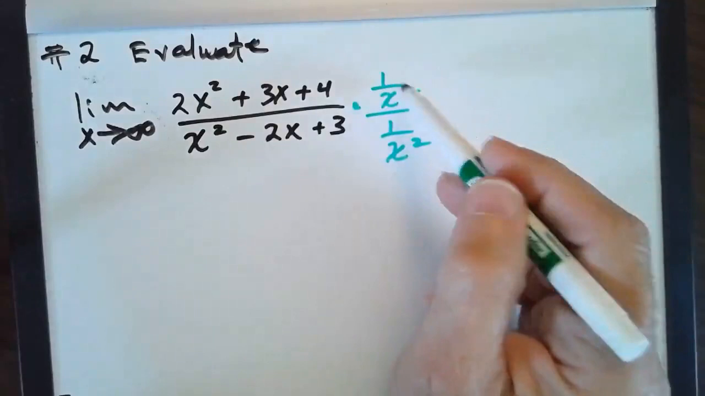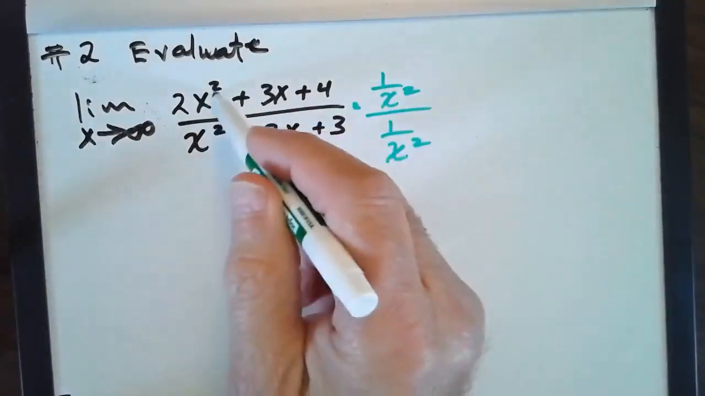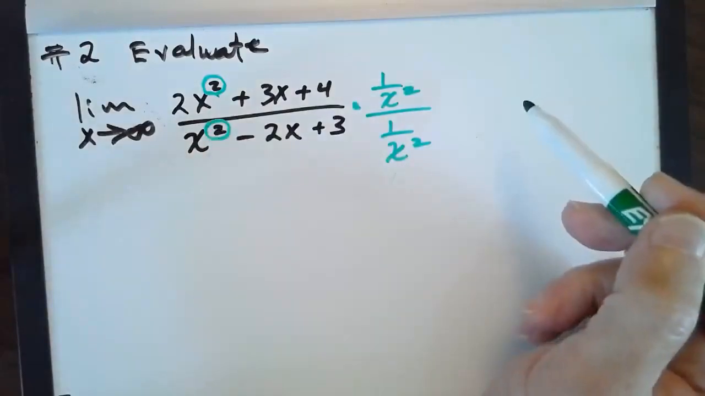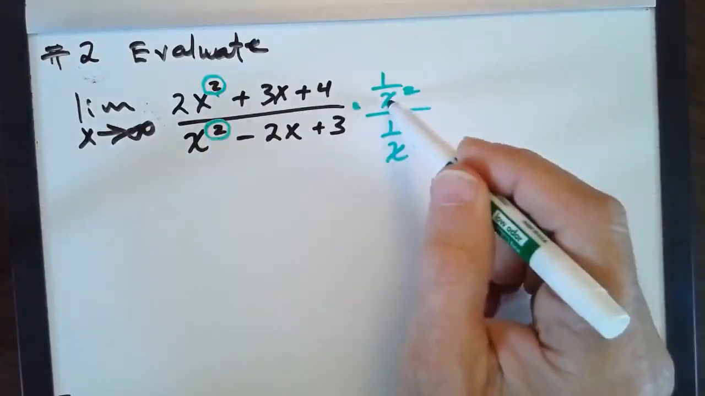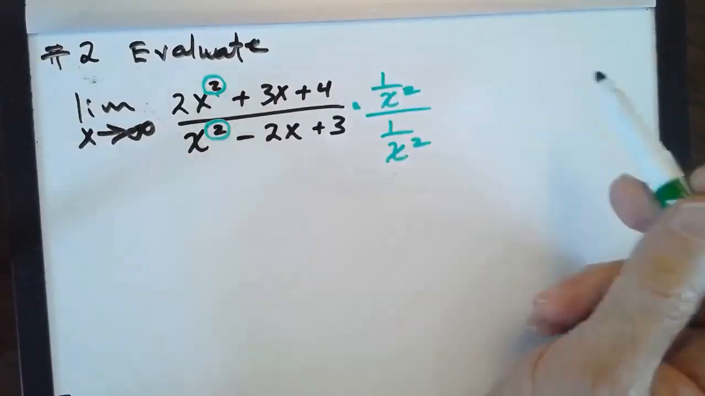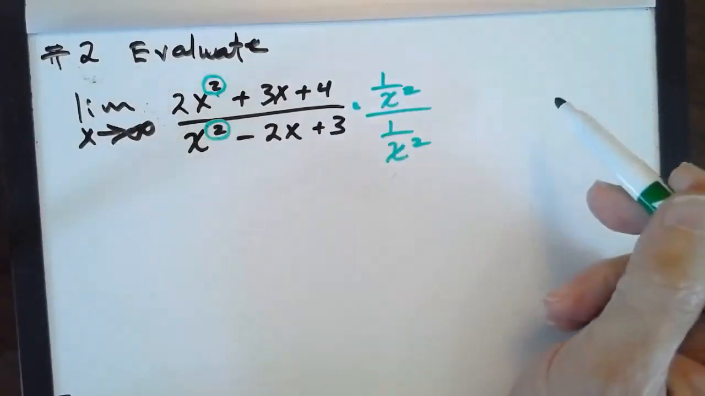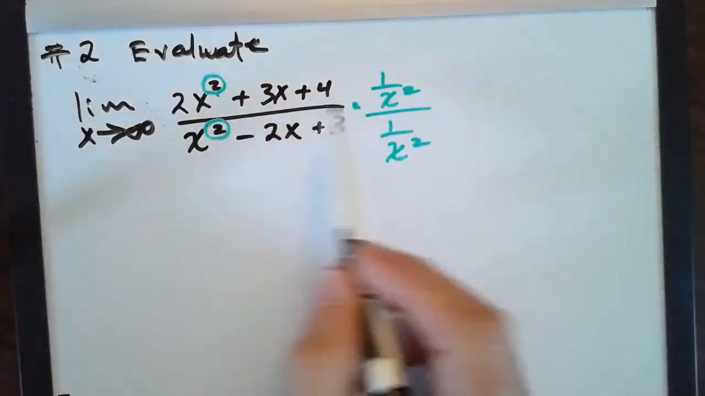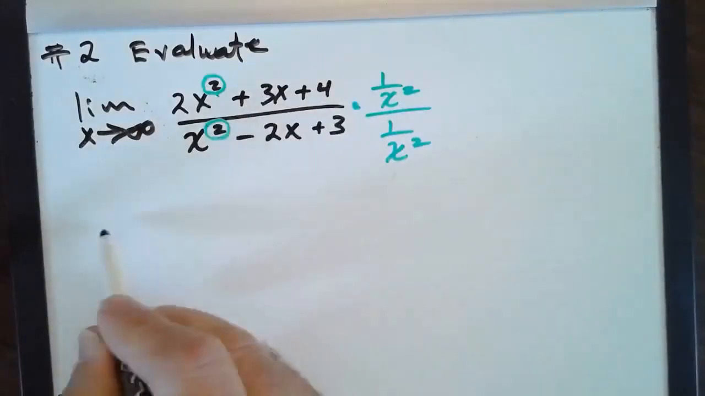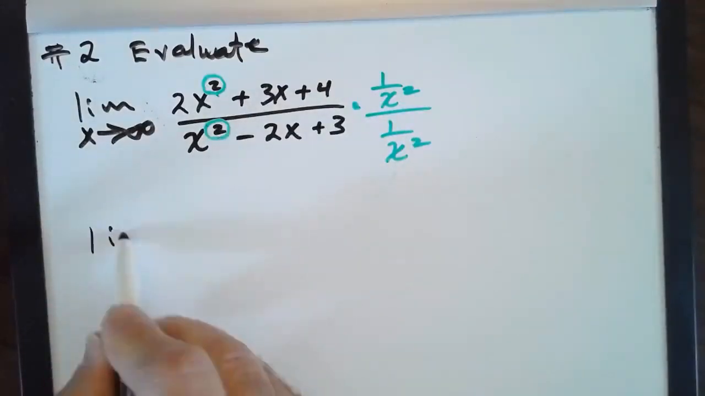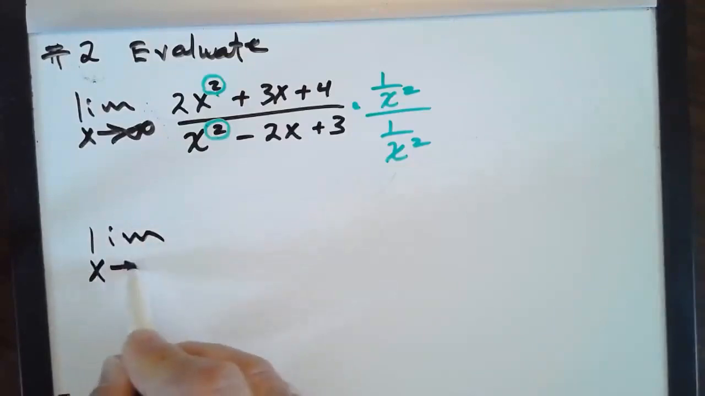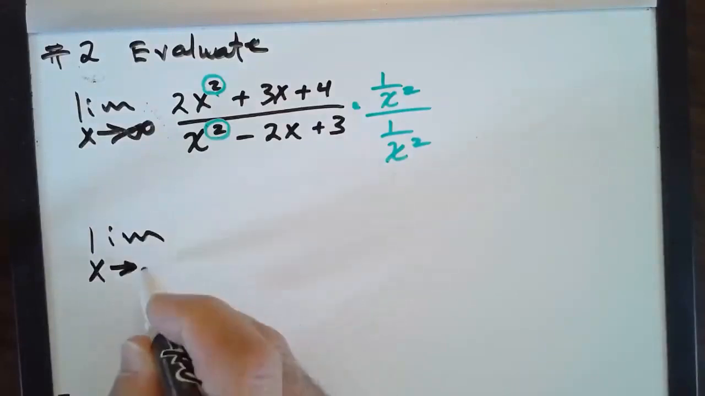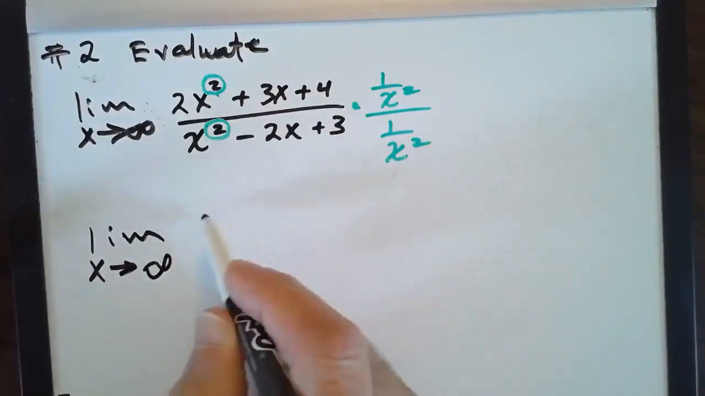So, why would we use x squared? Well, we want to use the highest exponent that x has, and that's what we're going to multiply 1 over. Why 1 over? Well, if we do that, then we can reduce the terms. And each step, you have to write this limit as x tends towards infinity.